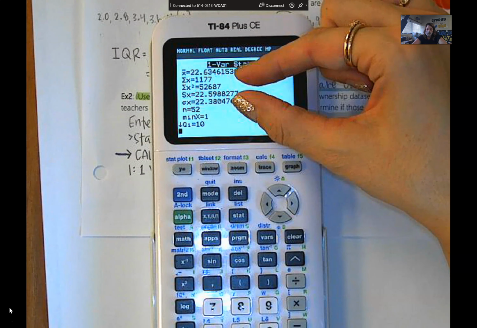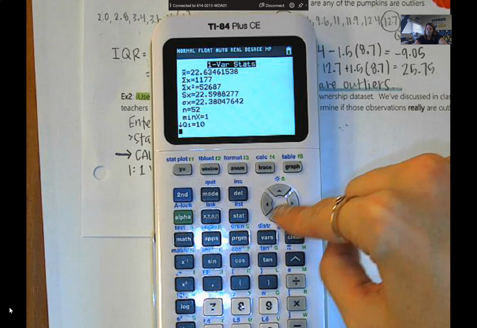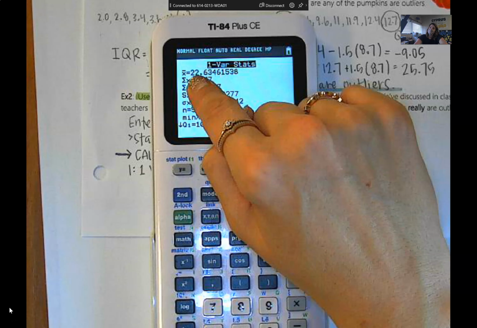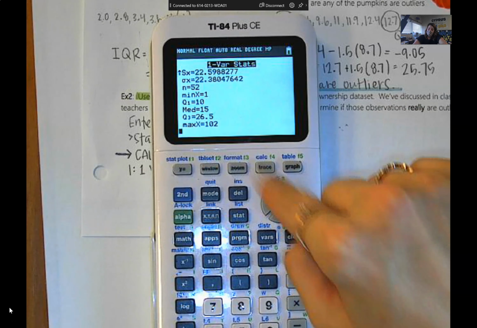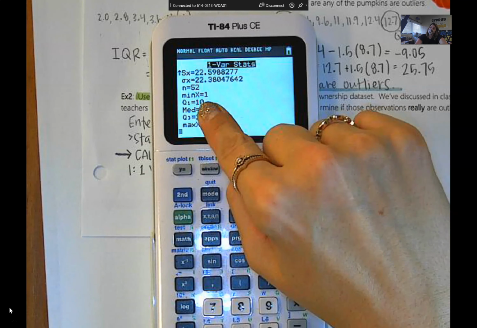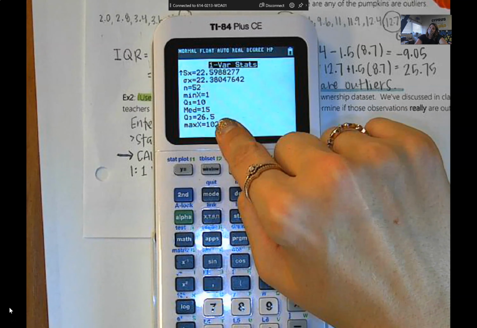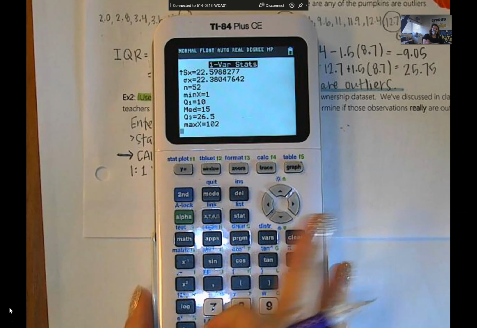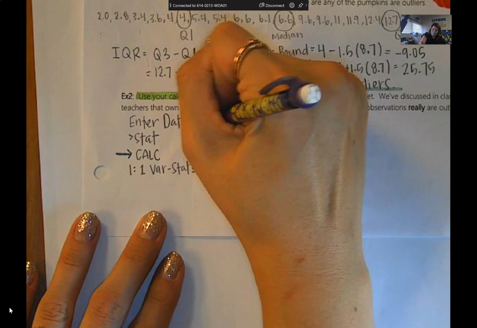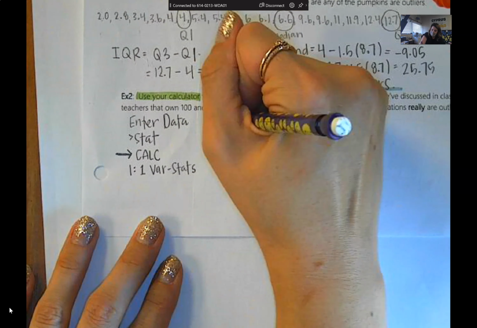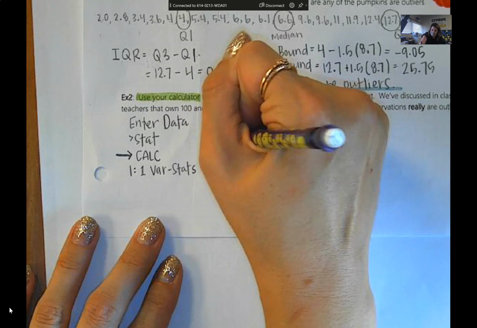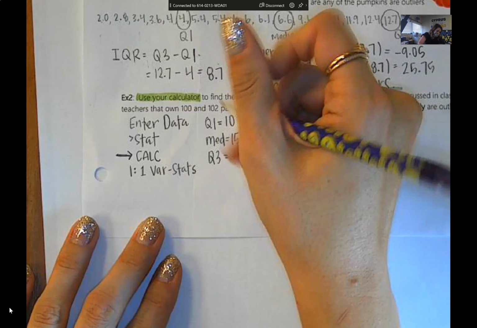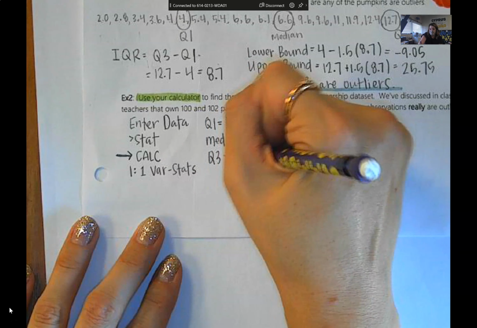We haven't talked about the first 4, or 5 actually, but this is telling us that the average number of shoes that the teachers own is 22. Our quartile 1 is 10. Our median is 15, and our quartile 3 is 26.5. So let's write those down. Q1 is 10, median is 15, and quartile 3 is 26.5.